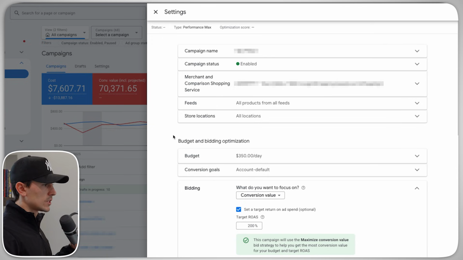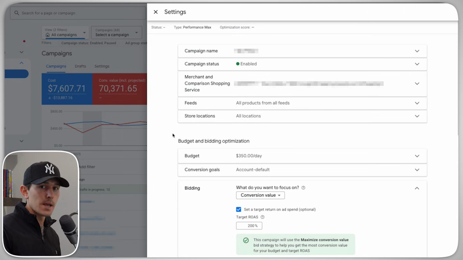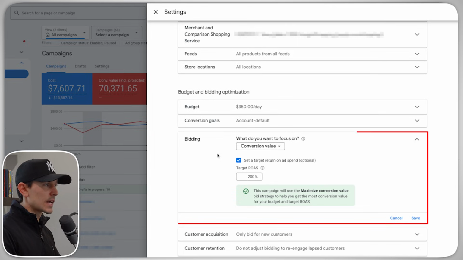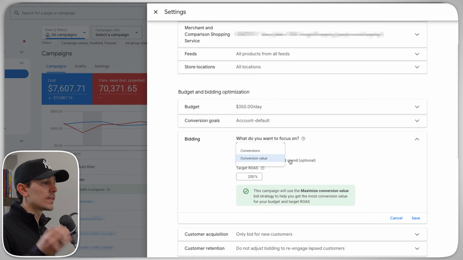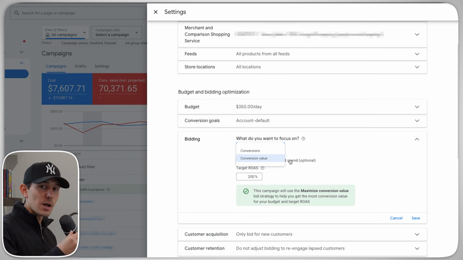So the setting that we're going to be talking about specifically applies to Performance Max campaigns and a few other campaign types in Google Ads. And the bidding setting can be found in your campaign level settings. It is categorized under bidding, and it is the most basic question of what do you want to focus on. You then have the option to select conversions or conversion value. These two options are literally going to change the timeline of how Google operates for you.